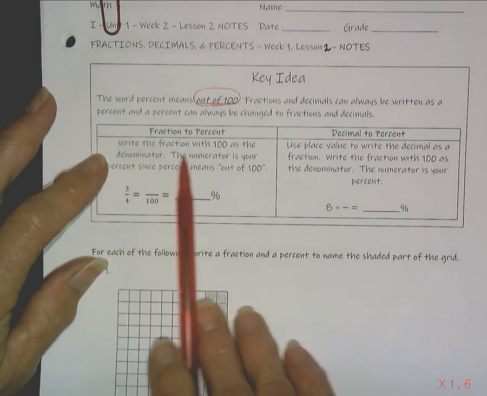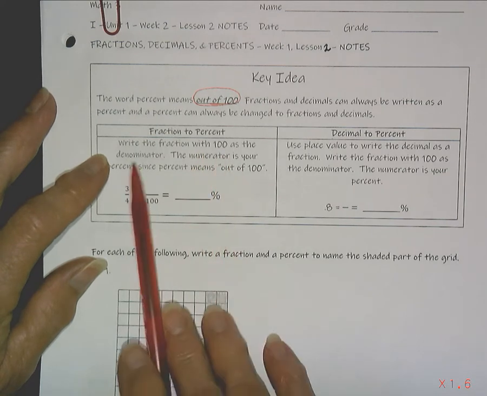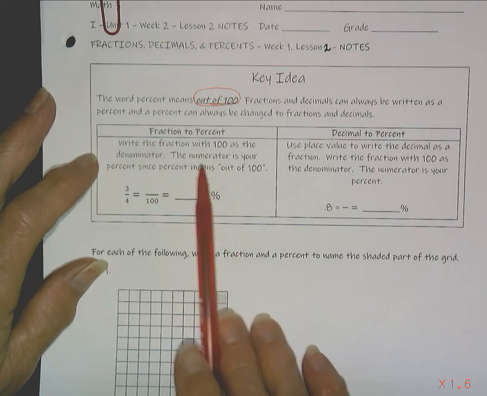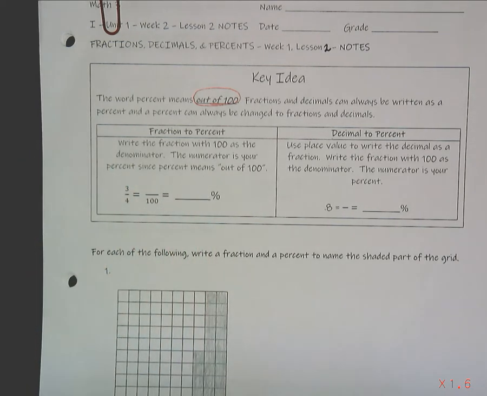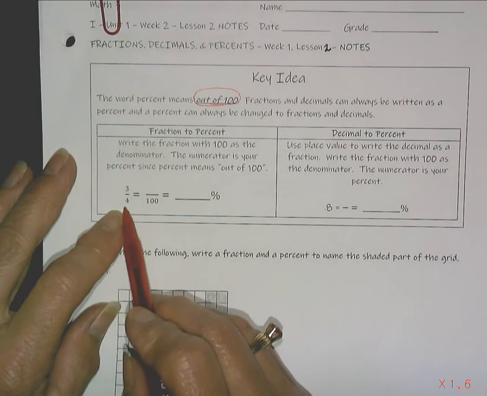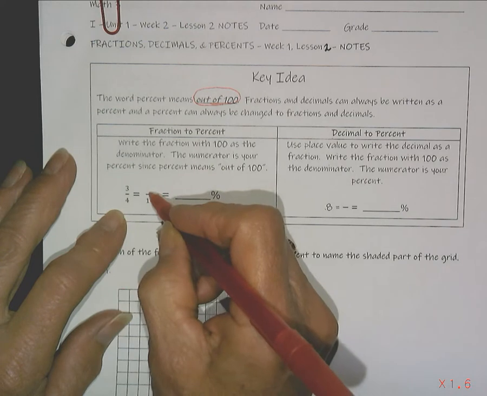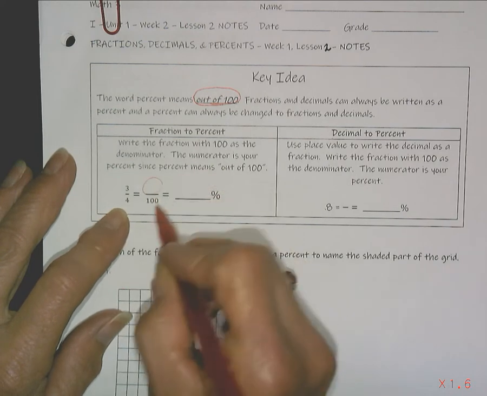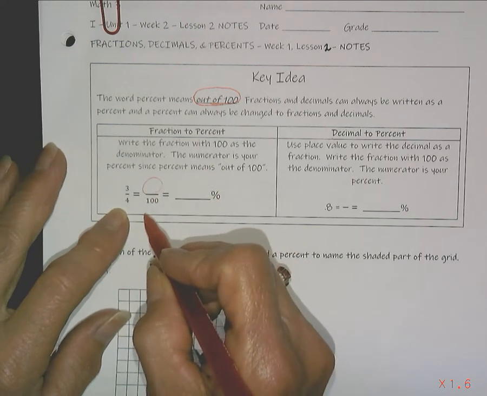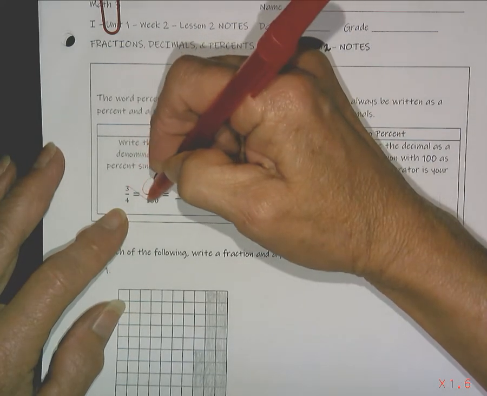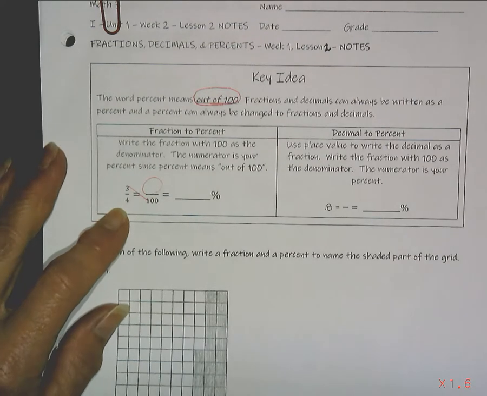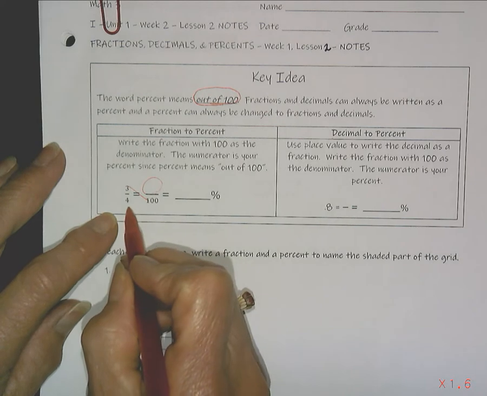Okay, write the fraction with 100 as the denominator. The numerator is your percent, since percent means out of 100. So that's what we're going to do. We're going to take this fraction 3/4 and figure out what number goes on top so it's written out of 100. Okay, so use your calculator, cross diagonally through the equal sign and multiply 3 times 100. And what do you get? What is 3 times 100?